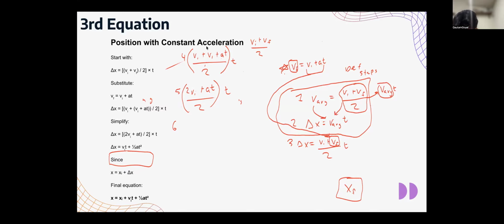Now what I'm going to do is separate this so I get 2v sub I over 2 plus at over 2 times, and this is still all in parentheses, times t, just so I can cancel out these two twos over here. So then I just have v sub I left plus at over 2 times t, correct? I just wanted to get rid of the 2 so I can keep it clean.